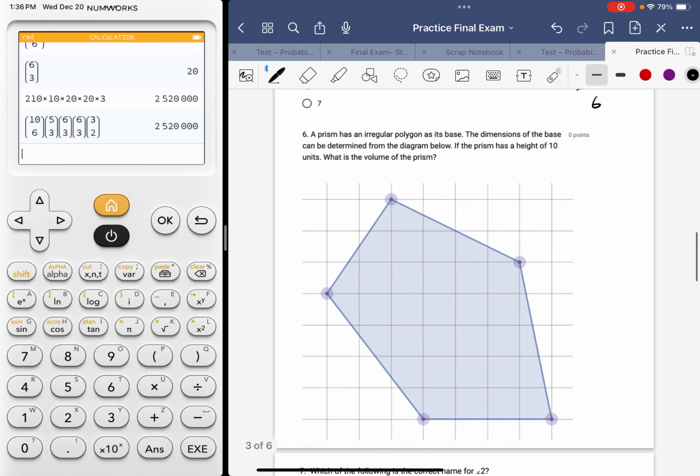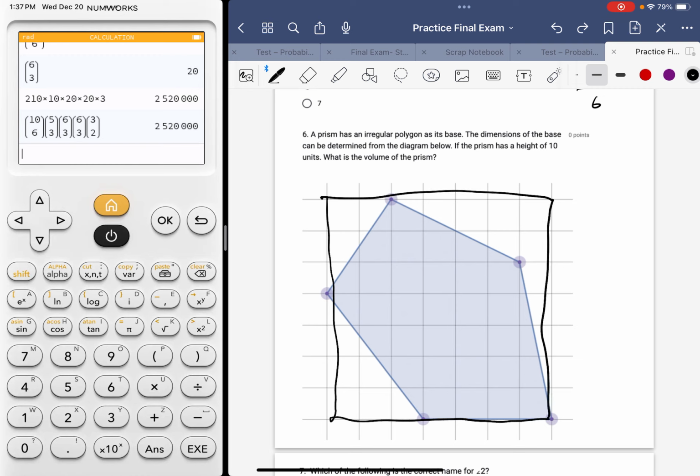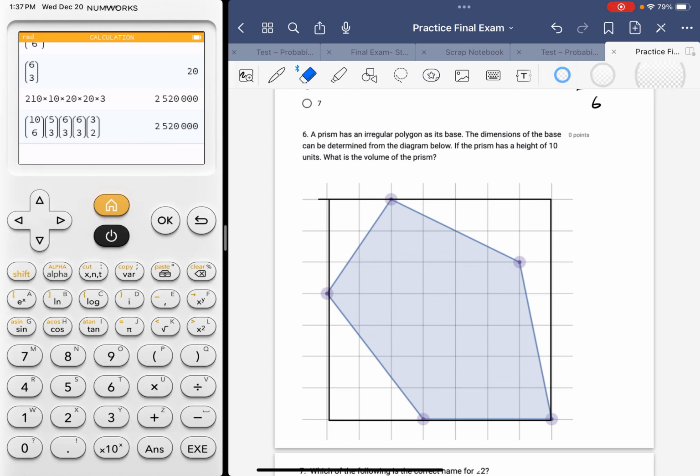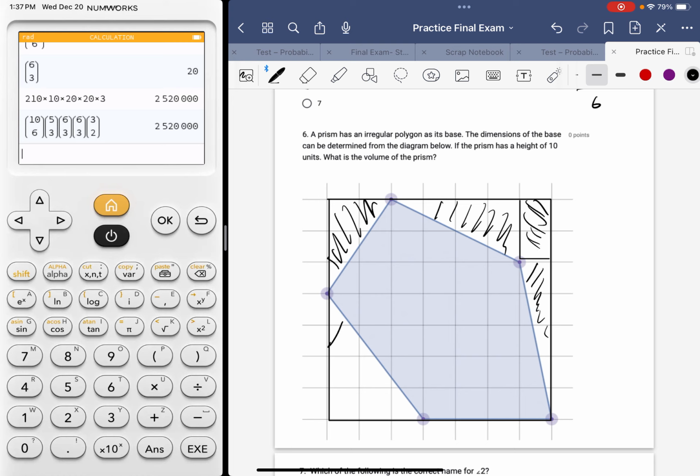Number 6: a prism has an irregular polygon as a base. The prism has a height of 10. What's the volume of the prism? So I need the area. I can break this up in a bunch of different ways. I can break up the figure and find corresponding areas, like grabbing a rectangle out of here, or I can encase it. Now we've got this little extra bit over here, but we can account for that. I'm going to find each of these areas.